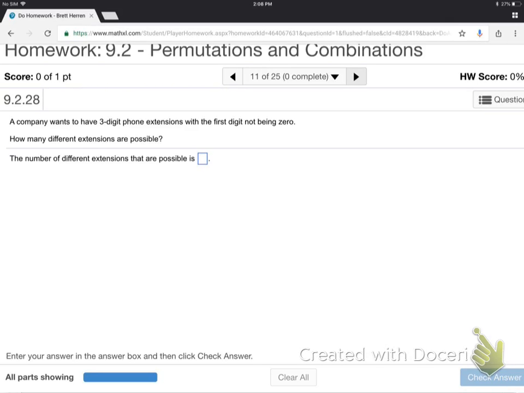A company wants to have 3-digit phone extensions with the first digit not being 0. How many different extensions are possible? Wow.